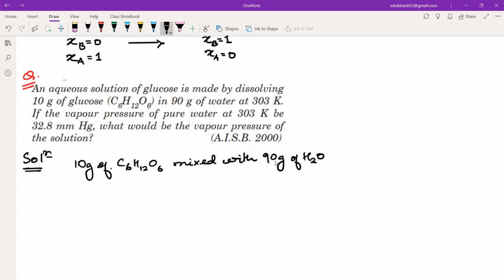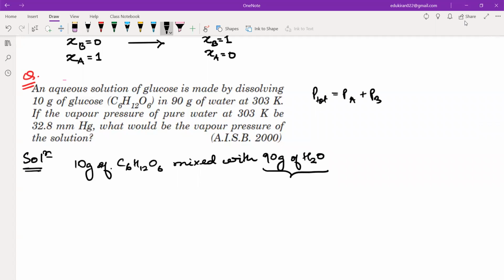Please write this down. 10 gram of glucose mixed with 90 gram of water. So I can see that we will have water. And they are asking what will be the vapor pressure of the solution. So vapor pressure is equal to what? P total is equal to PA plus PB.